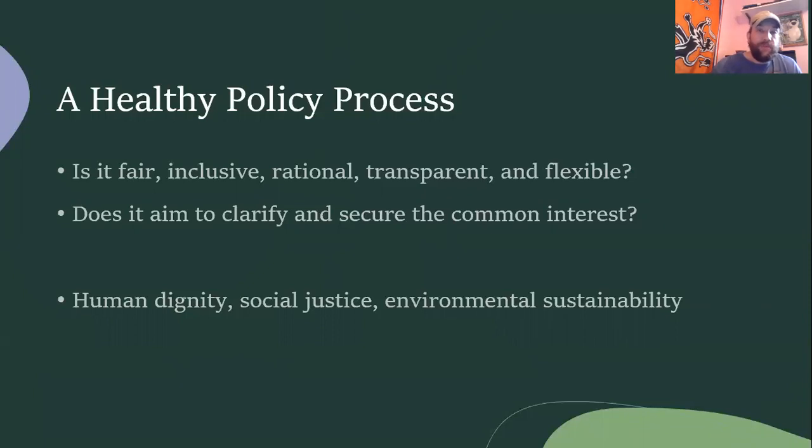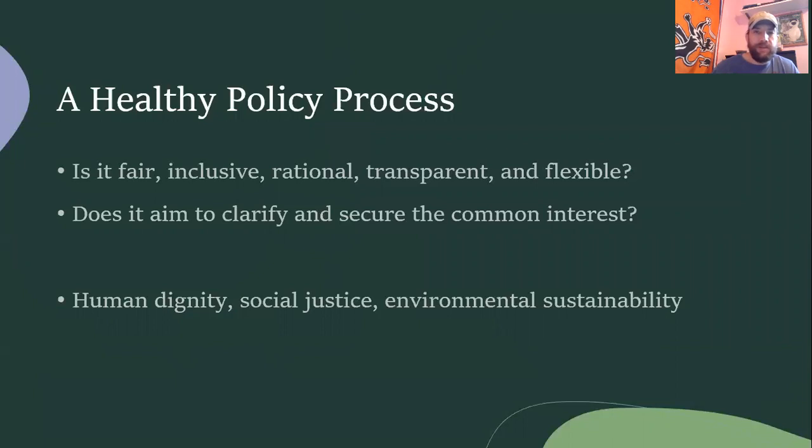Really important, though, to emphasize here, now that we bring these three frameworks together, we should ask, what does a healthy policy process look like in a democracy? Well, it needs to be fair, inclusive, rational, transparent, flexible, meaning it has to be revisable as we gain more evidence and insight and learn about problems. And does it aim to clarify and secure the common interest? I think that's a term we should talk a lot about with climate change. What is the common interest?